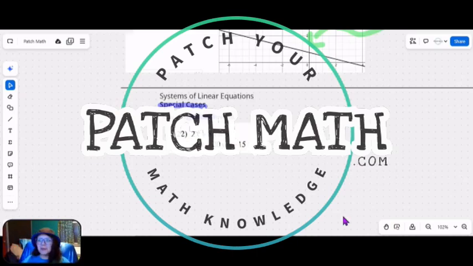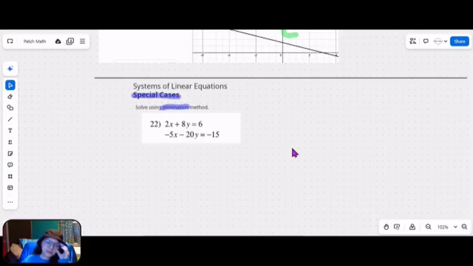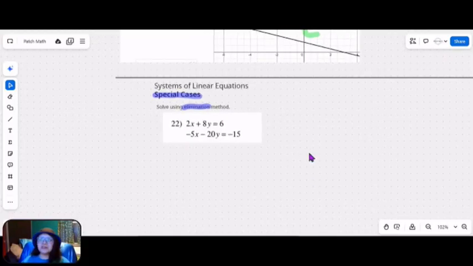Hello and welcome to Patch Math, where today we are going to continue patching your math knowledge over systems of linear equations. We are focusing on special cases, and today we are going to look at the elimination method.